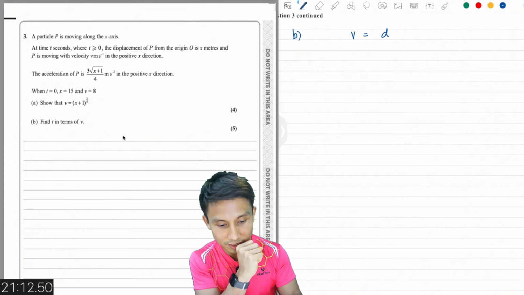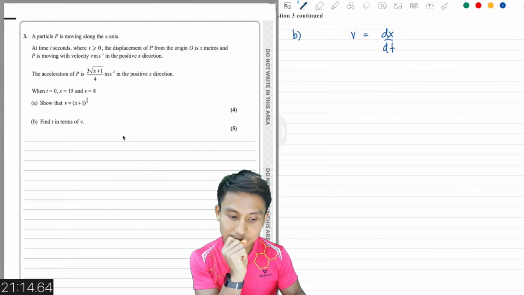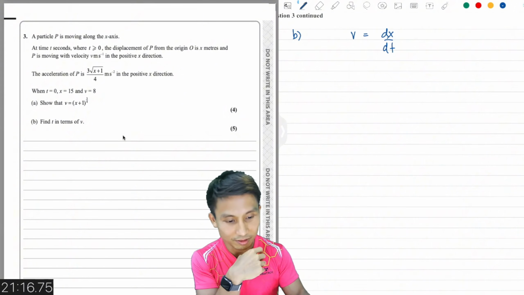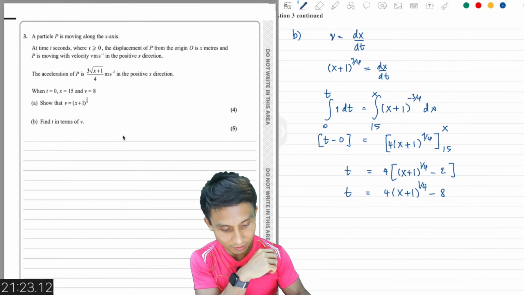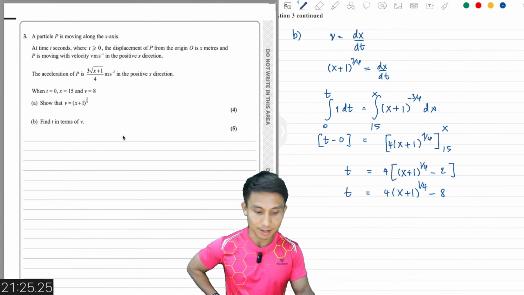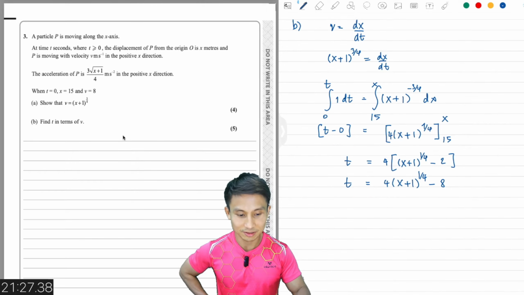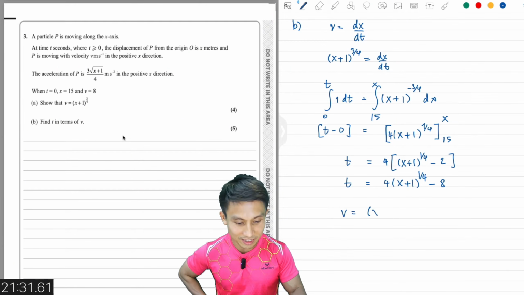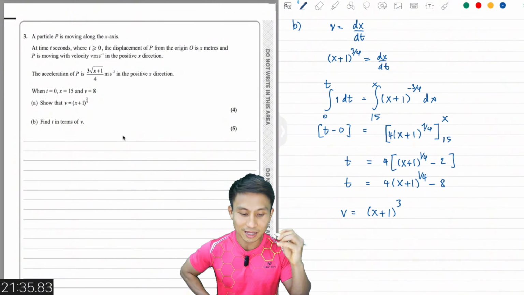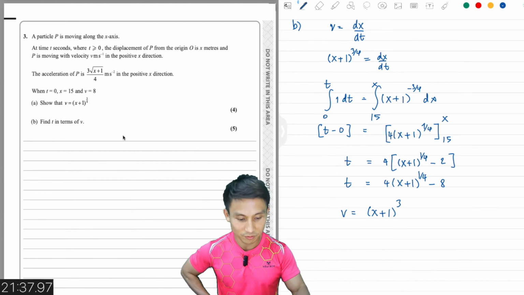So v equals dx by dt. Again, I should have kept that. Okay, let me just keep everything that I did here. Sorry about this. Actually, this is not a waste. Because we know that v is (x plus 1) all to the power of 3 over 4.